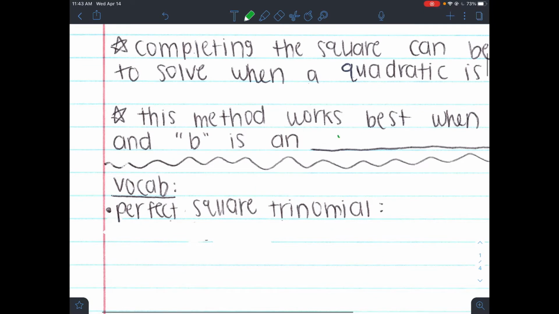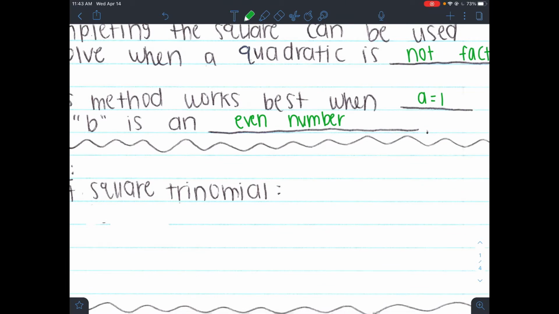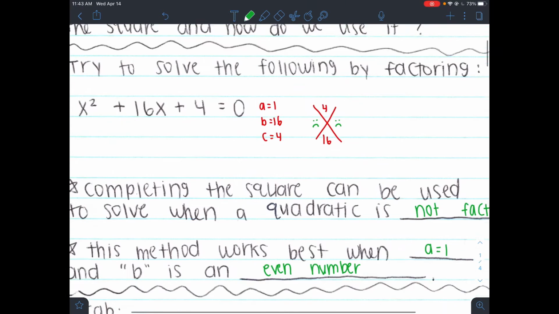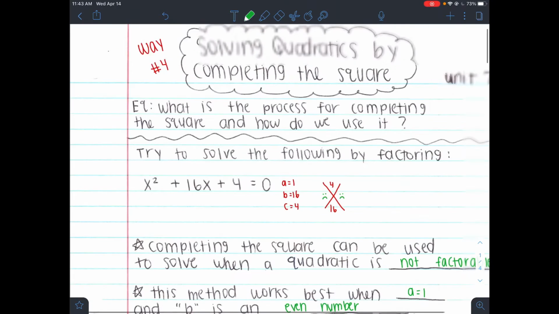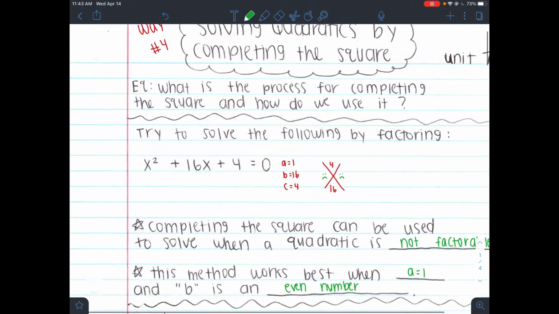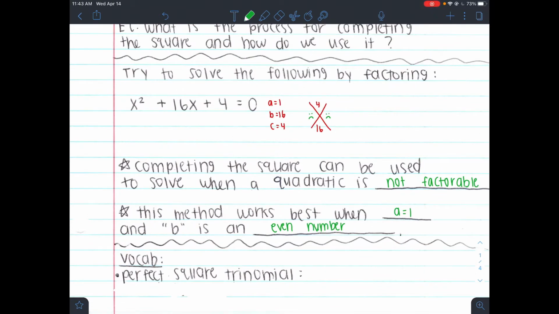And B is an even number. It doesn't have to be even, but it works best when B is even. So you want your B value to be an even number. In this case, the B value is 16, so it would work with this problem. And your A value is 1, so it would work with this problem. Your goal here is that you want to solve it but you just can't factor. Obviously, if you can factor it, then factor it. It's way easier than doing it this way. But if you can't factor it, then you use the process of completing the square. But it only works when A is 1 and B is an even number.